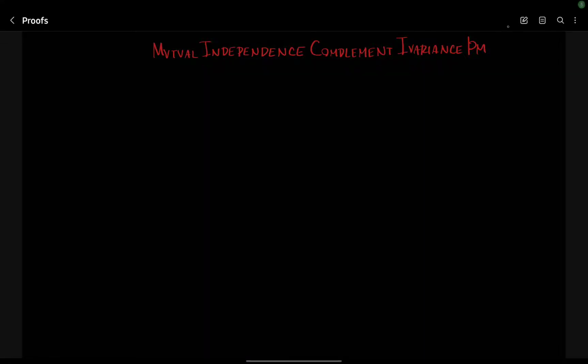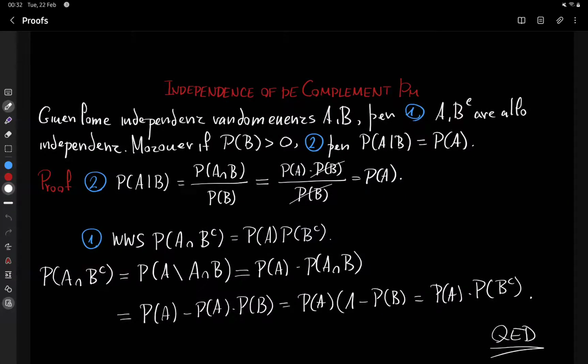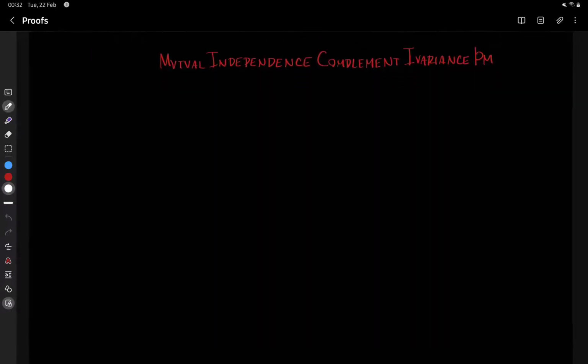Right, on to the next theorem. So we're going to be talking about the mutual independence complement invariance theorem. That was a mouthful. So what is the claim? Well, it is in essence an extension of the previous theorem that we talked about, the independence of the complement theorem.